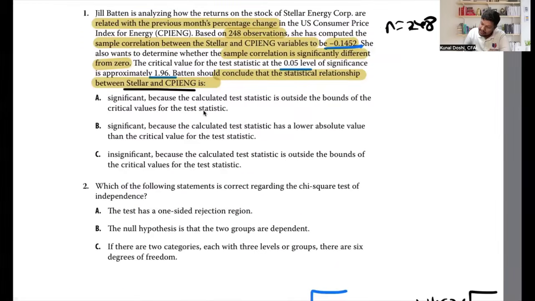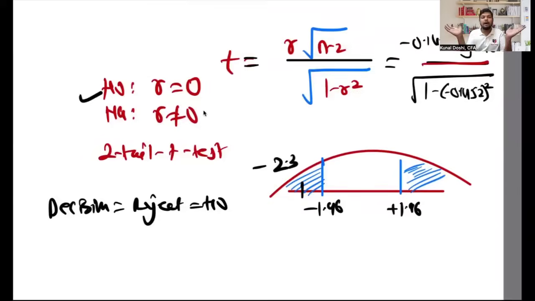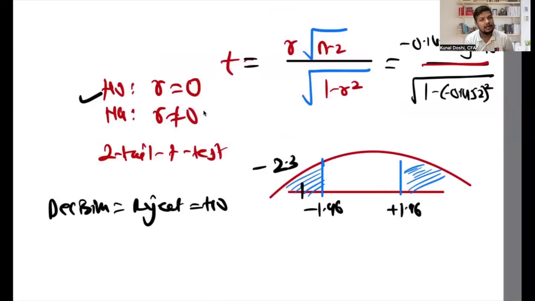Significant, yes. B is significant, C is insignificant, so C is not the answer. Let's see between A and B. Significance because the calculated test statistic is outside the bounds of the critical value, yes. It is lower, no. So the answer is A. It is outside the bound. Only then do you reject the null. Clear, everyone?